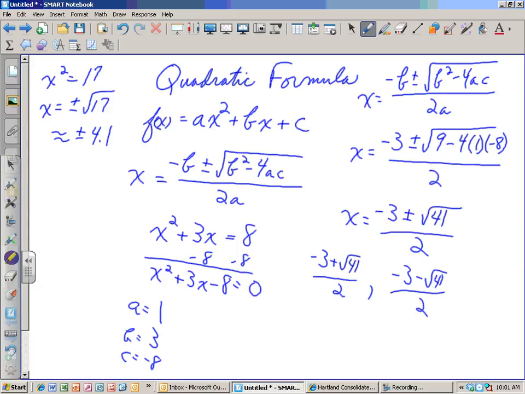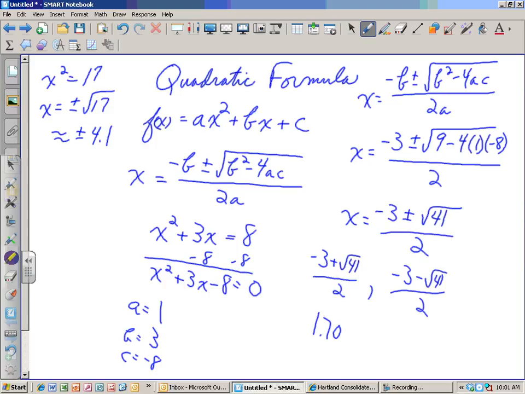In your calculator, I think a lot of you might make mistakes by not putting it into your calculator the right way. So here's what I would suggest. I would hit negative 3 plus square root of 41, and then hit enter, and then divide it by 2. So we would have 1.70.